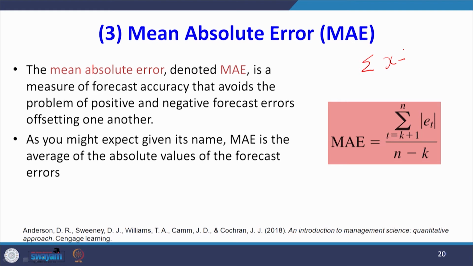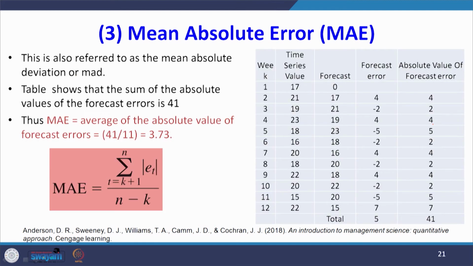The mean absolute error, denoted by MAE, is a measure of forecast accuracy that avoids the problem of positive and negative forecast errors offsetting one another. As you might expect, given its name, mean absolute error is the average of the absolute values of the forecast errors. So, what have we done? We have taken the absolute value of the error, and only those we are adding. Otherwise, when you add the errors, there is a possibility it may become 0 also. This is also referred to as the mean absolute deviation, MAD.